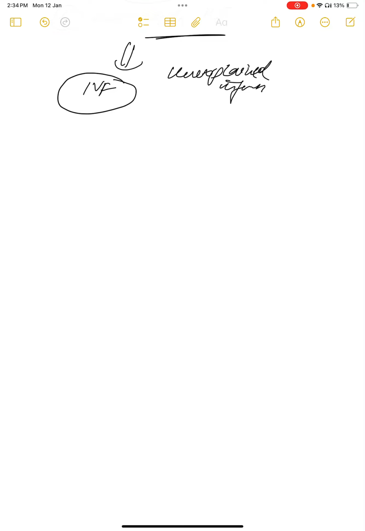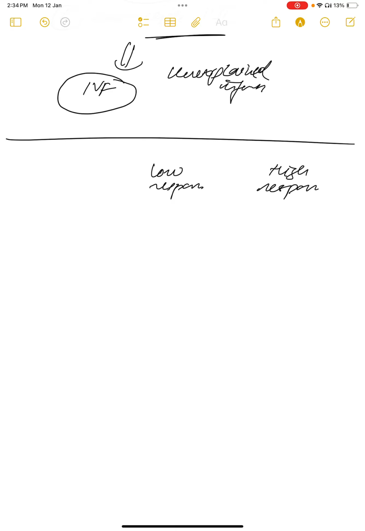Next, generally we go for ovulation induction. To go for ovulation induction, you should go for ovarian reserve testing. There are low response people and high response people. What are the things we'll do? We'll see antral follicle count, AMH, and FSH. These are three tests. Antral follicle count, if it is less than or equal to 4, even if it is 4, it is low response. If it is more than 16, it is high response.